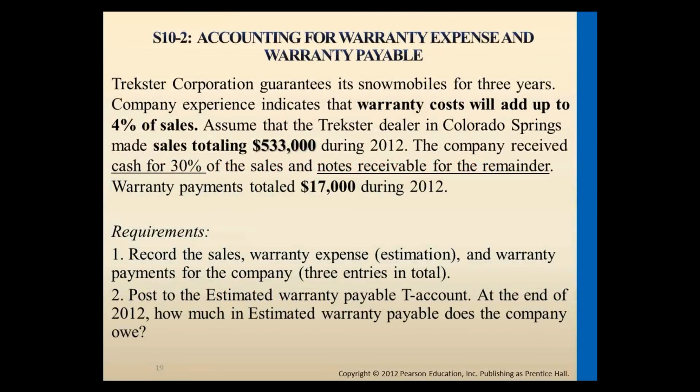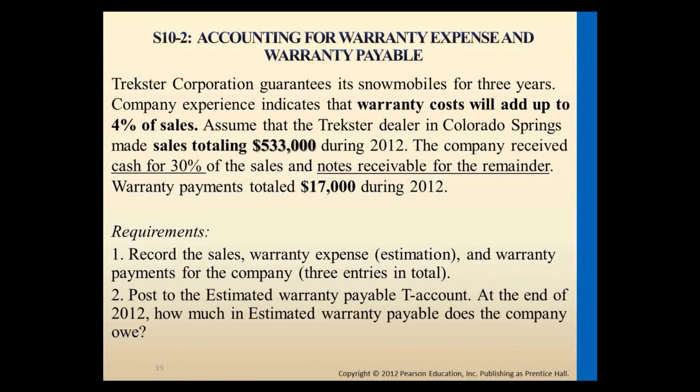Let's take a look at an example here. Let's say Chester Corporation guarantees their snowmobiles for 3 years. And the company's experience indicates that warranty costs would add up to about 4% of sales. It gives you sales amounts of $533,000 for this year. Within this $533,000 of sales, we collected cash of 30% of it. For the remaining, customers sign notes receivable, meaning this is cash payment from customers to us later on. And for the warranty payments this year, we already spent $17,000 of cash on warranty.